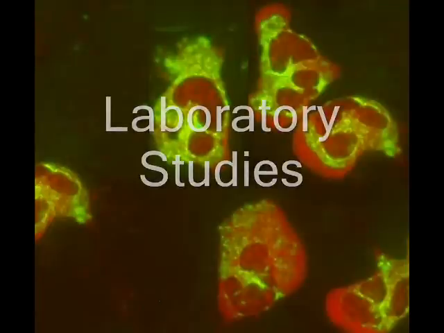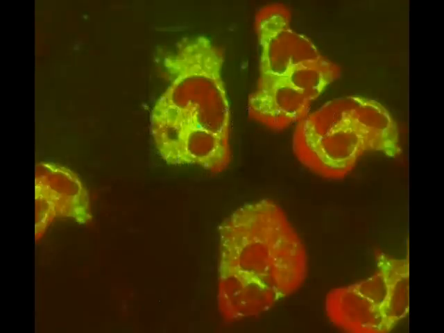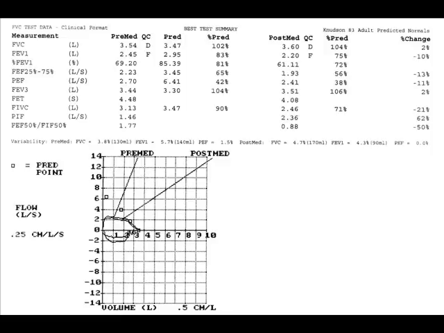C-ANCA, or cytoplasmic ANCA, is positive in about 90% of Wegener's patients, and while it diminishes during periods of remission, it is not used to follow the course of the disease. This pulmonary function test in a patient with long-standing Wegener's is consistent with fixed obstruction of the large airways, which may be either intrathoracic or extrathoracic.